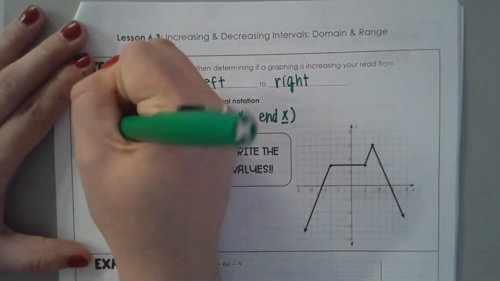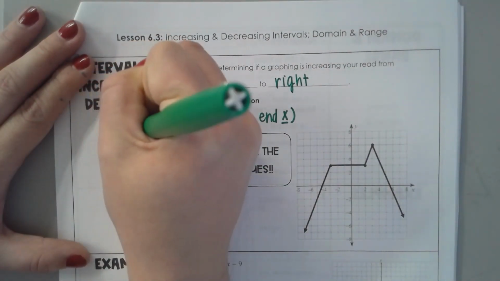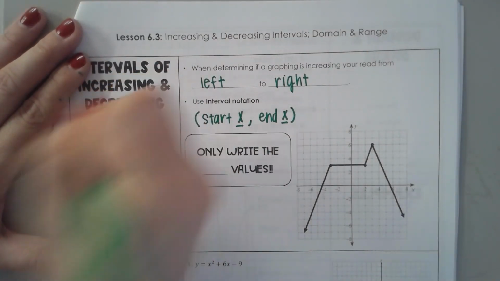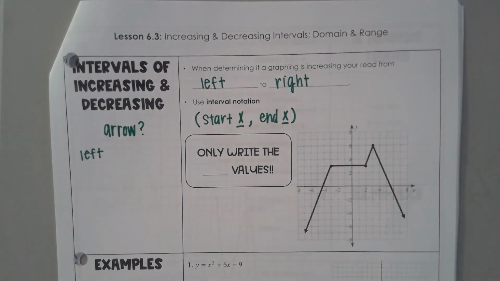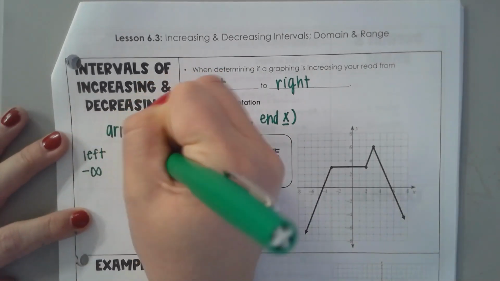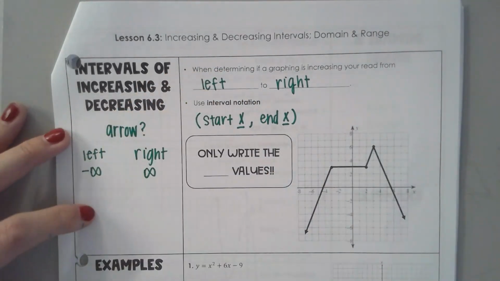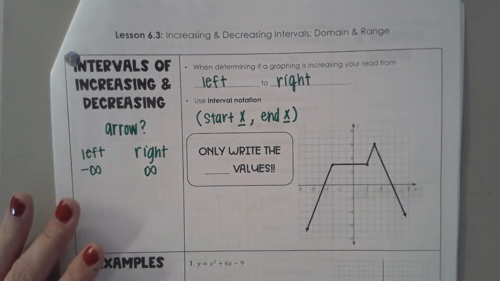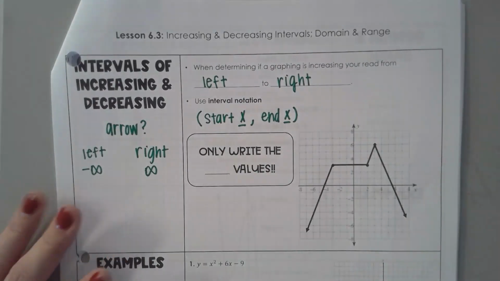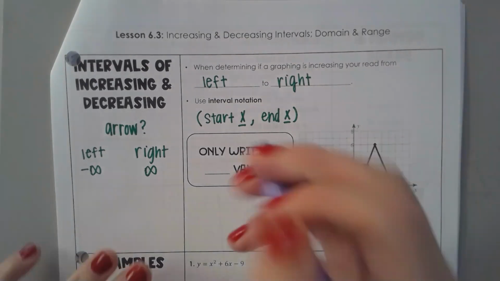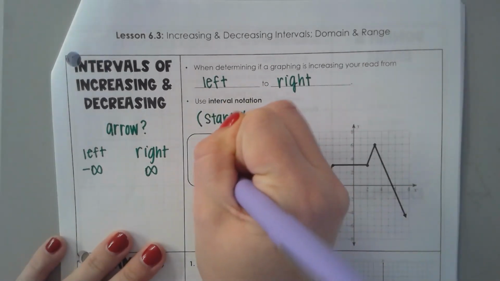If we don't have an actual point to find where it starts, if the arrow is on the left side, if you start at an arrow, it's going to be negative infinity. If it's on the right side, we put positive infinity. How are you drawing infinity? It's a sideways 8. Some people turn their paper sideways every time. So what's very, very important is that with increasing and decreasing, we're only writing the x values.